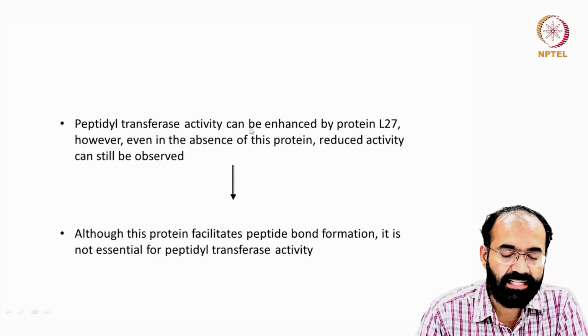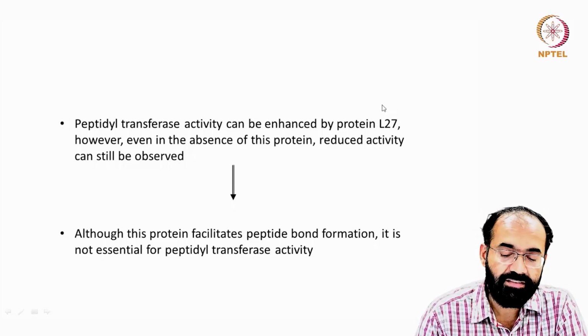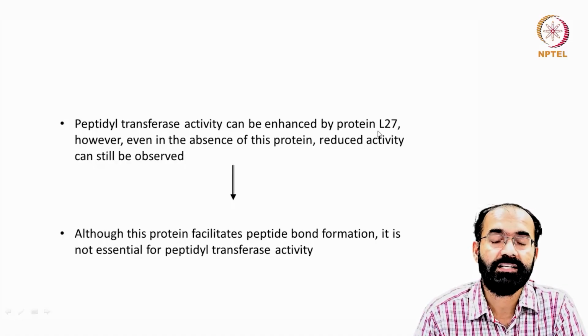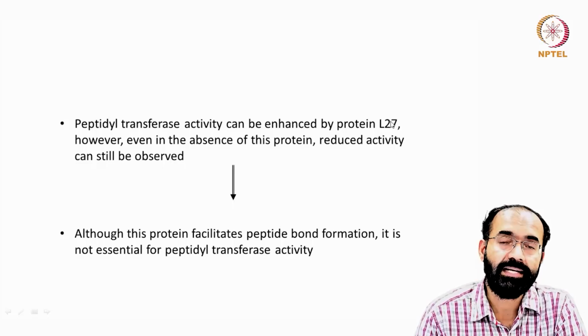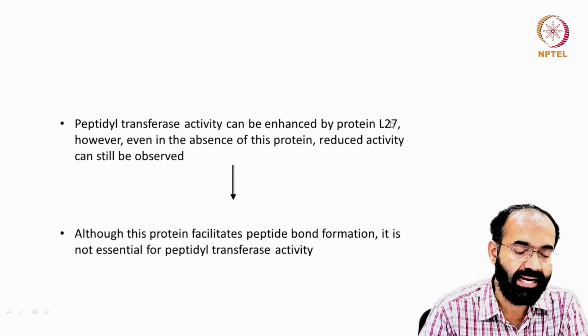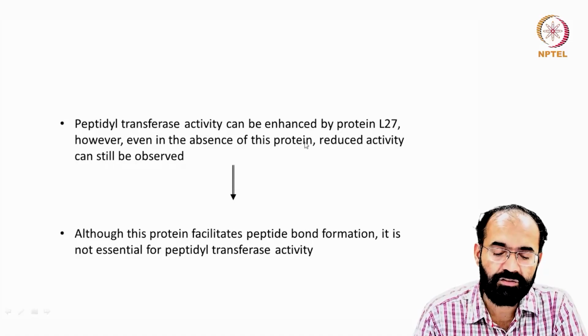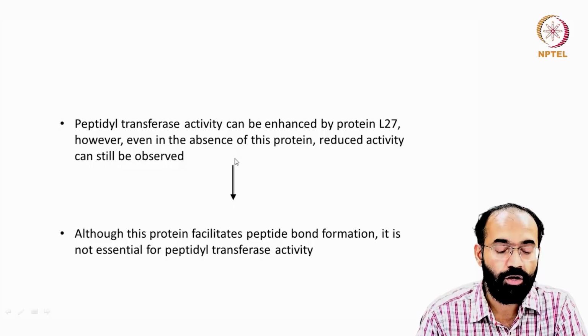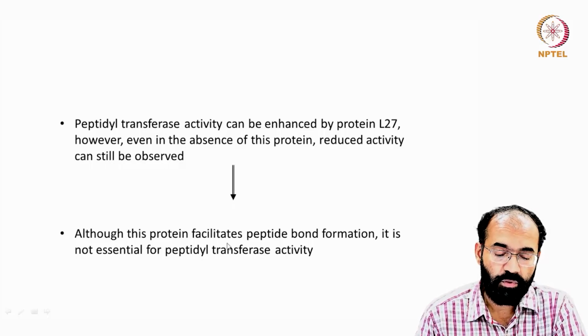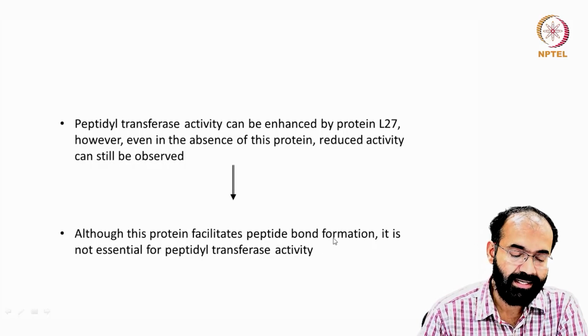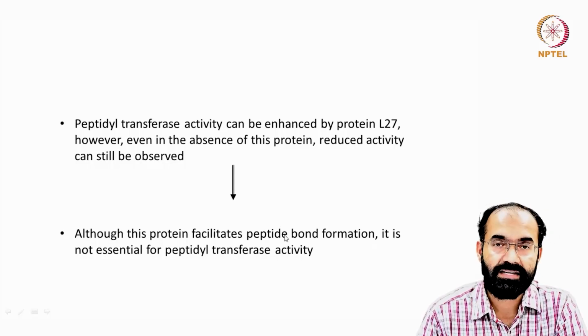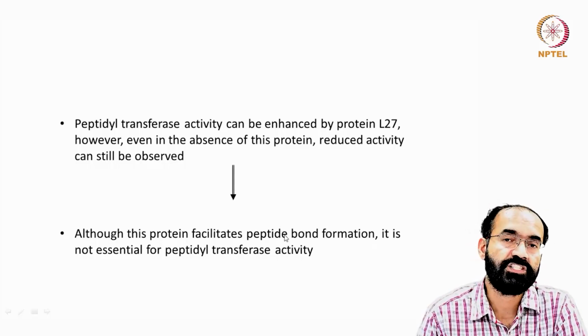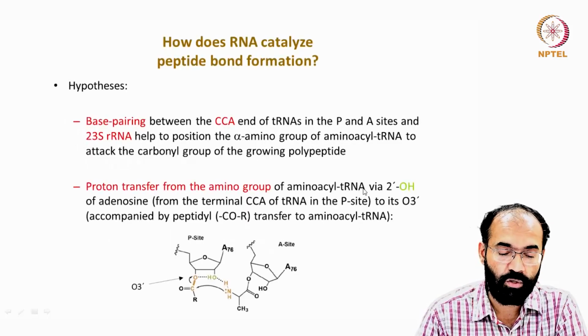So the peptidyl transferase activity can be enhanced by a protein called L27. L27 stands for a ribosomal protein which does not participate in the peptide bond formation, but rather it is necessary for enhancing the activity. However, even in the absence of this protein, which protein? L27 protein, reduced activity can still be observed. Although this protein facilitates peptide bond formation, it is not essential for the peptidyl transferase activity of the ribosome, because it is indeed carried out by an RNA molecule.